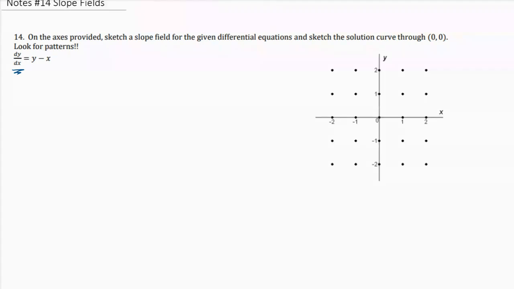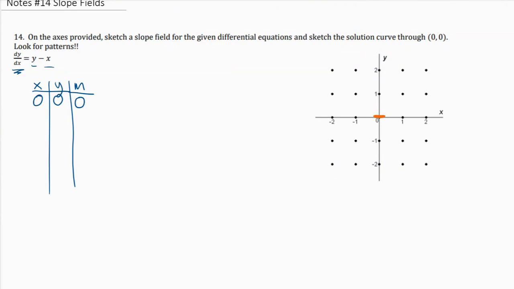So I'm just going to jump right in. So let's say we have our x, our y, and I'm just going to make m be, which is of course dy/dx. So we also want to look for patterns. If I plug in 0, 0, 0 for y, 0 for x, 0 minus 0 is also 0. So what that looks like on my graph is my slope is equal to 0 at that point, and I just do a little dash. That means that at the point (0, 0), my slope is going to be 0.